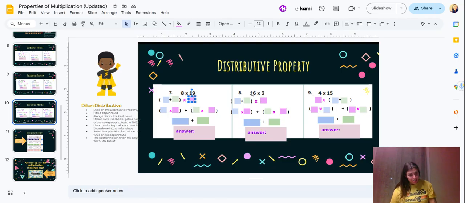You have your 16 you're going to break down. You're going to distribute your times 3. And then you're going to distribute your 4 times. And you are going to break down your 15.